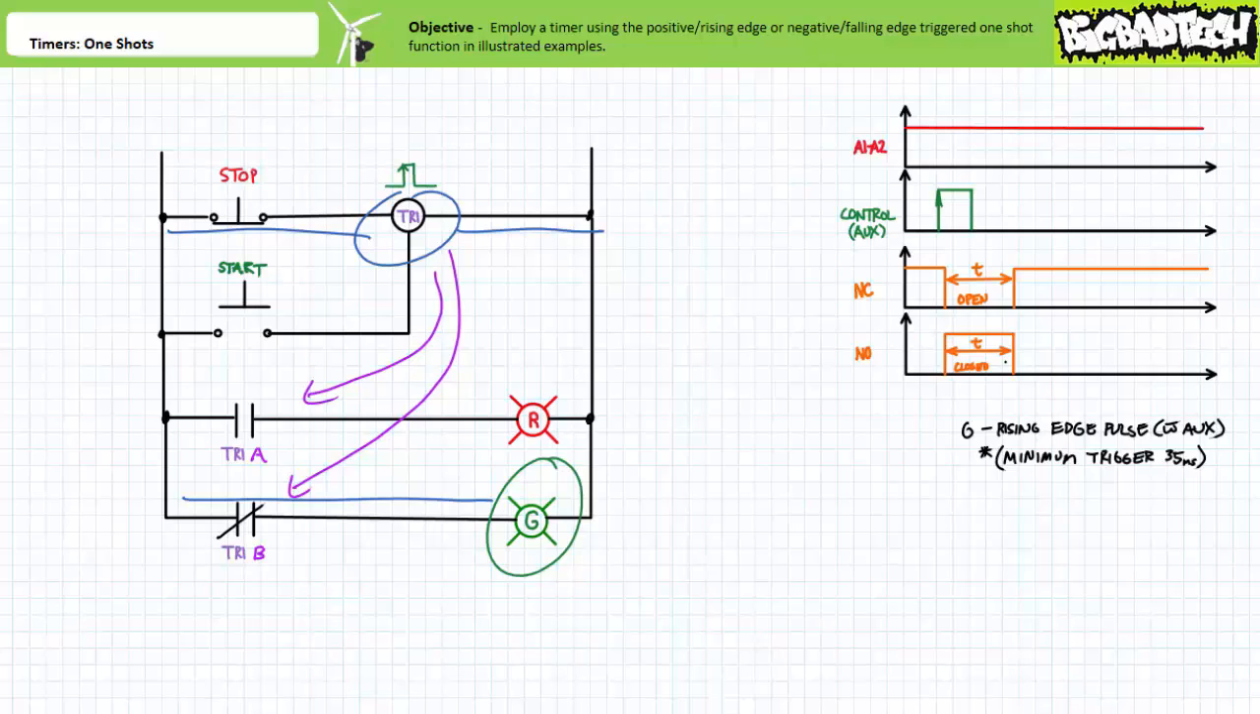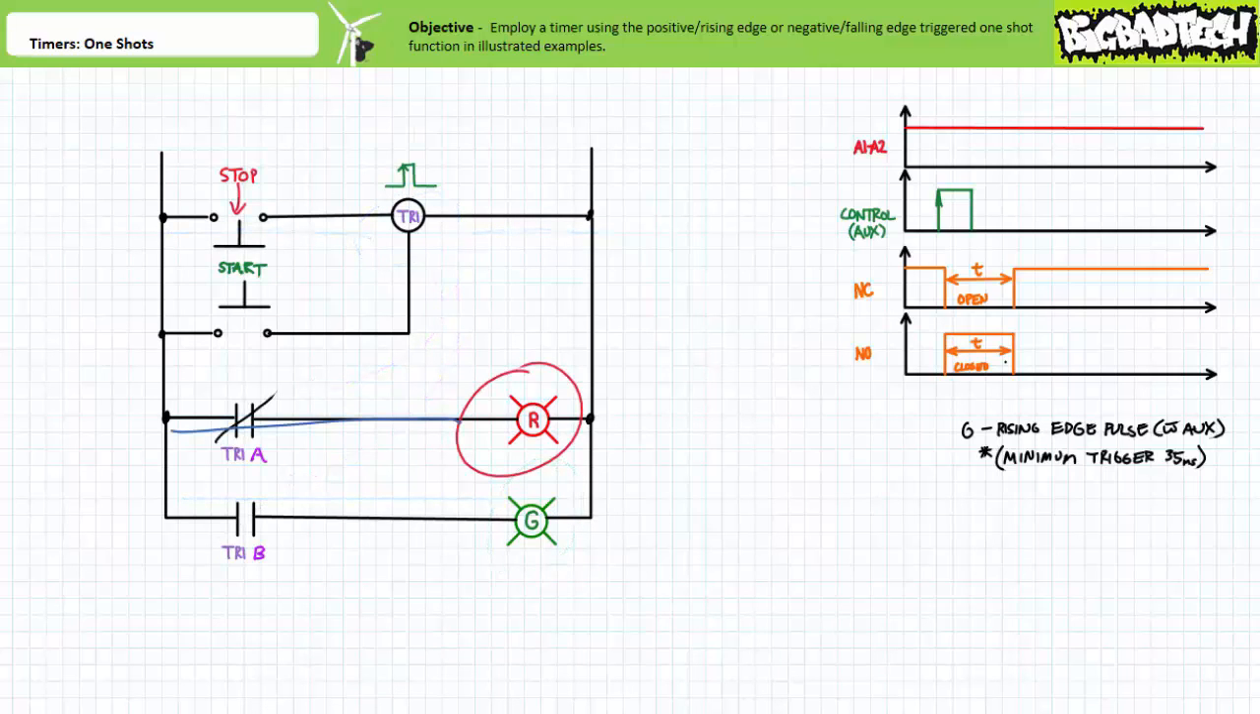If an operator changes their mind during the ongoing countdown, and wishes to cancel it, opening stop completely depowers the timer and the associated contacts immediately return to their deactivated states. The stop button therefore serves to override and cancel an ongoing positive edge triggered one-shot. When stop recloses, the timer is reset to the start state.